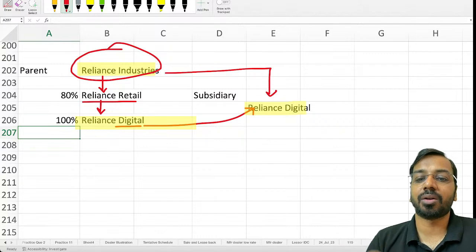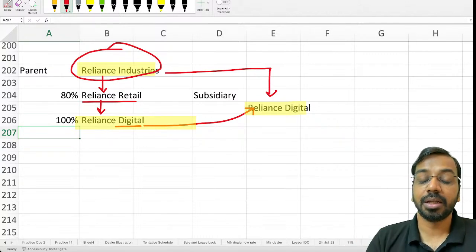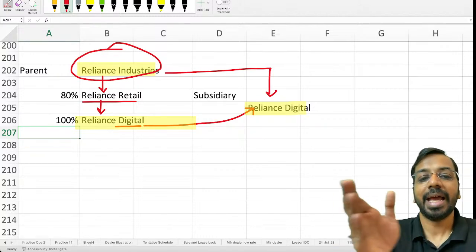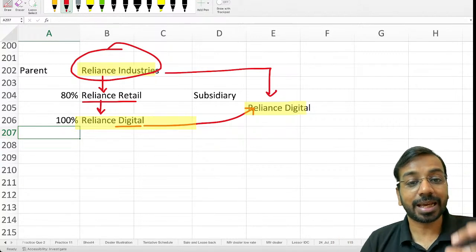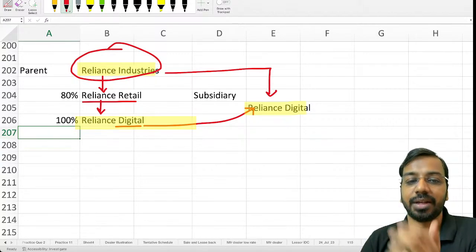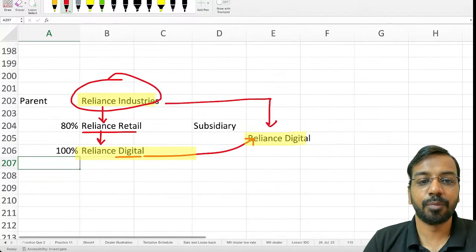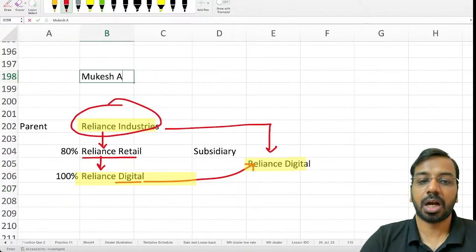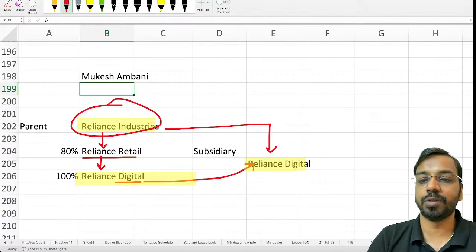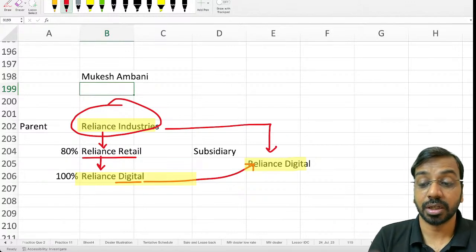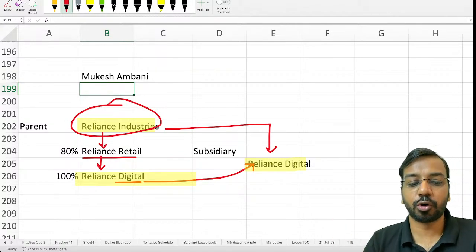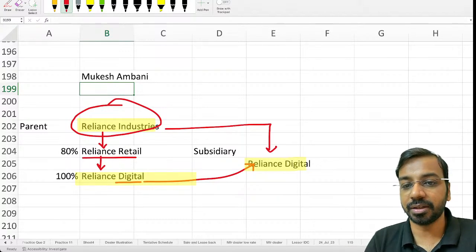These kinds of transactions are called common control transactions, where the control before the transaction and after the transaction, or control before the combination and after the combination, does not change. Now, it can be an entity controlling another entity, or it can be a person controlling an entity. For example, if Mukesh Ambani controls Reliance Industries and now Mukesh Ambani is directly controlling Reliance Digital, in that case also we say it is a common control transaction. Though there is a business combination, the control before and after has remained the same.